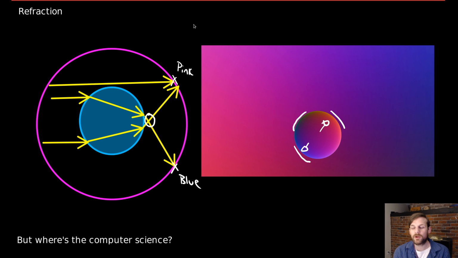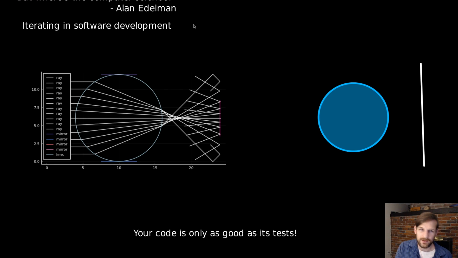Okay, so at this point we have some pretty pictures, right? We have a reflected sphere, we have a refracted sphere, we've got a sphere that's entirely one color, but it reminds me of at least one more famous quote. But where's the computer science? So I want to talk just a little bit, not necessarily about computer science, but software development, and in particular about how you iterate on an old idea to come up with something new.